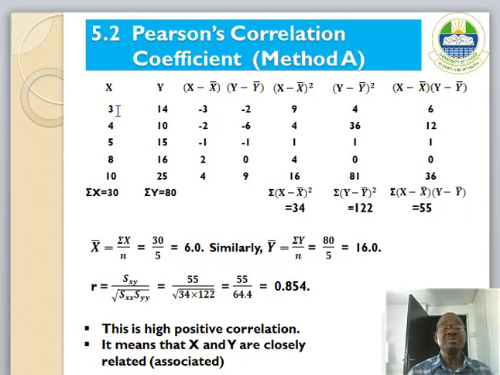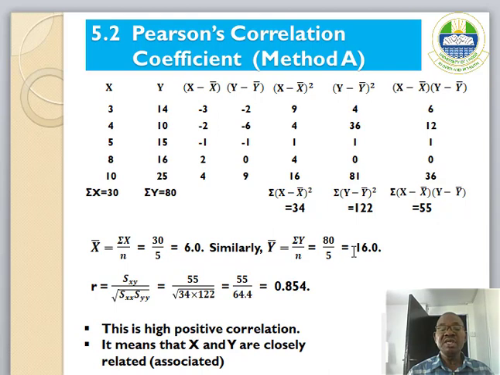3 minus the mean of x, that is 3 minus 6, is equal to minus 3. You can see it here. 4 minus 6 is minus 2, which you can see here, and so on. If you get all these values, square each of them. That's how we get the values that are here. When you then sum these squares, you have got sigma x minus x bar squared.